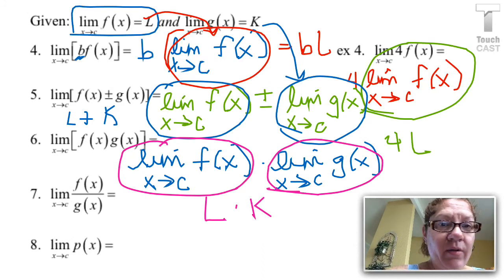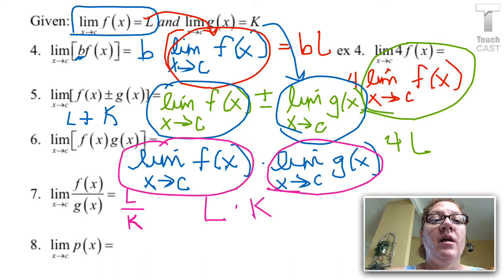And what do you suppose happens with the quotient? I bet you guessed it. I can separate them. And so when I do, I have the limit on top of f of x and the limit on bottom of g of x. So I get L over K. And of course, we have to make note, K cannot be 0.